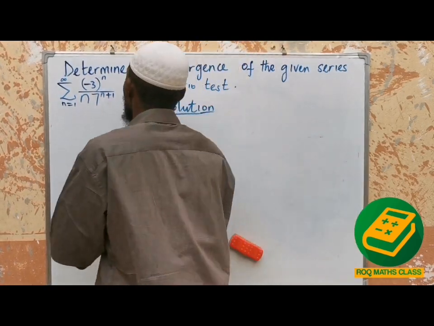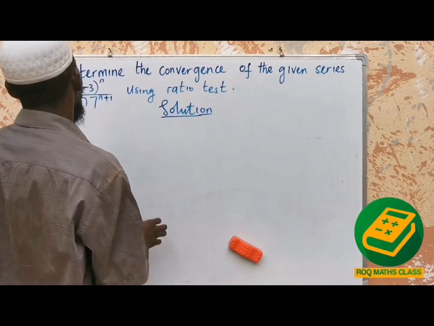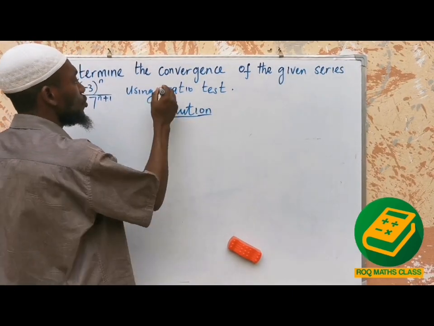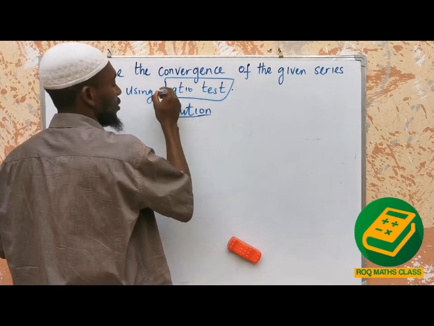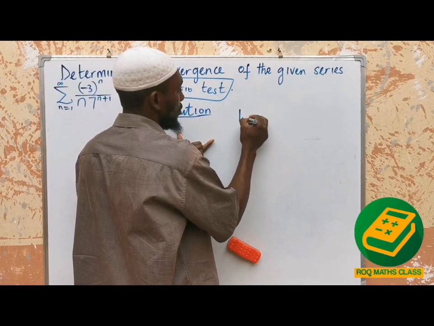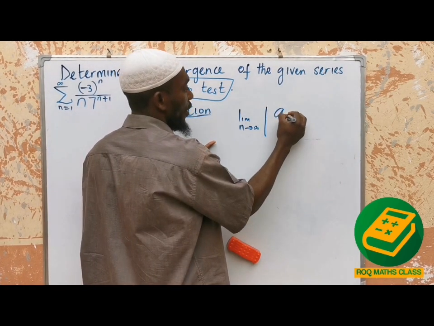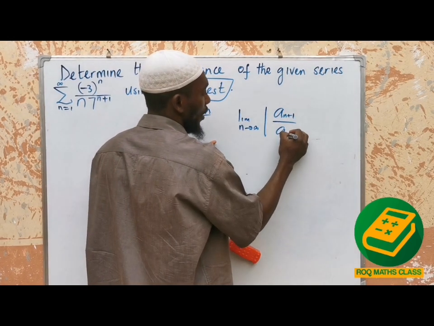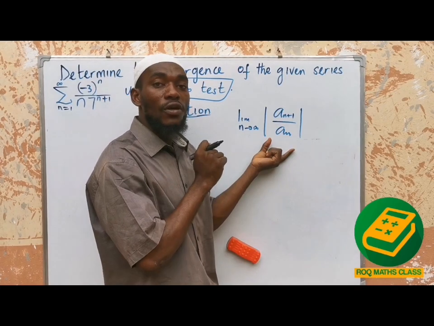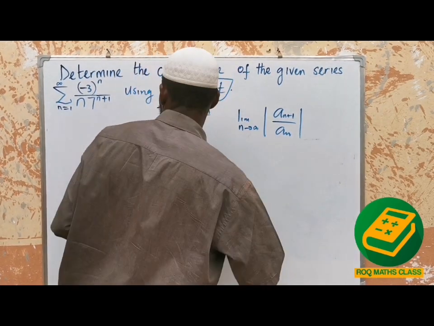In this tutorial, we have to determine the convergence of the given series using the ratio test. The condition states that we should use the ratio test. Now we should recall that the ratio test is the limit as n approaches infinity of the absolute value of a_(n+1) over a_n. If this is less than 1, the series is said to converge. And if it's greater than 1, the series is said to diverge.